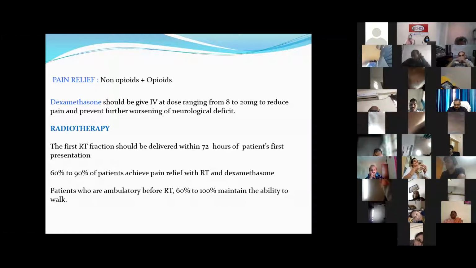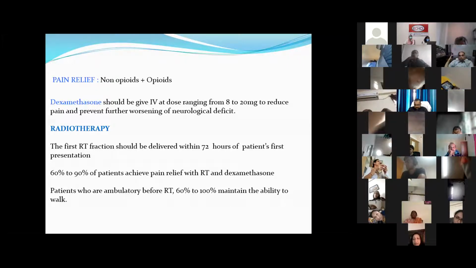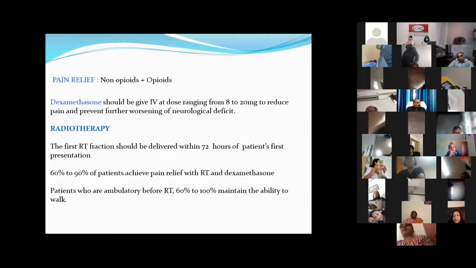So for those kinds of patients, we do refer to the radiotherapy department, but that is actually to manage the pain rather than trying to relieve the compression. Okay, so in 60 to 90% of patients will achieve adequate pain relief with dexamethasone followed by radiation therapy. So that's why it is important to enroll multidisciplinary facilities in palliative care emergencies.